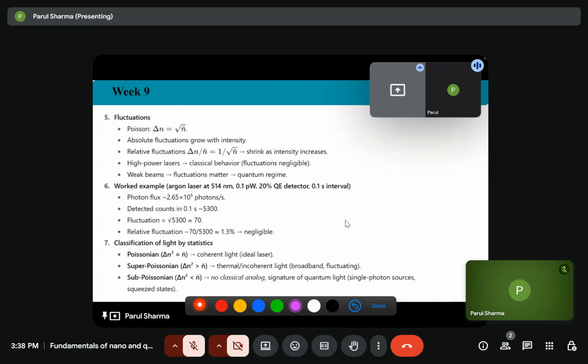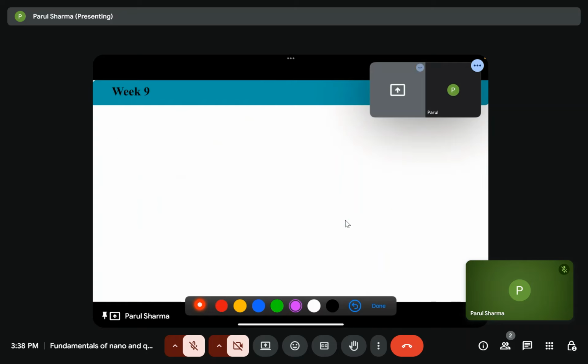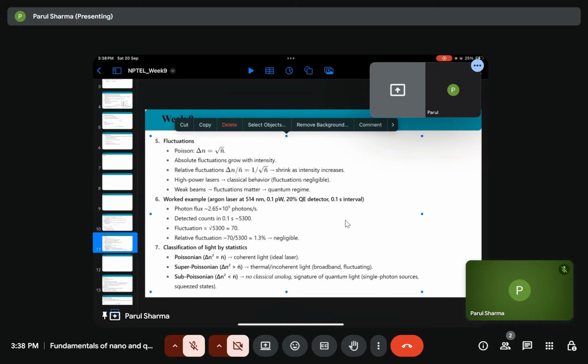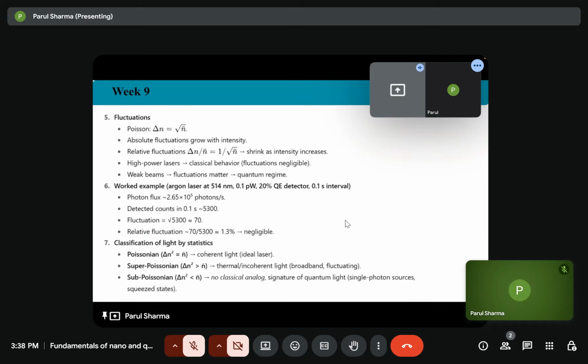So now how can we define the statistics of light? We can define the classical light as well as the quantum light by seeing the photon statistics.